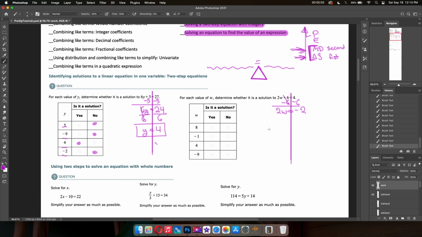Next, I'm done with my addition and subtraction. Now it's time for multiplication and division. That is multiplication. We undo that with division. We undo that with, nope, division. There we go. What is -2 divided by 2? -1. Is -1 an option here? Yes. There you go.